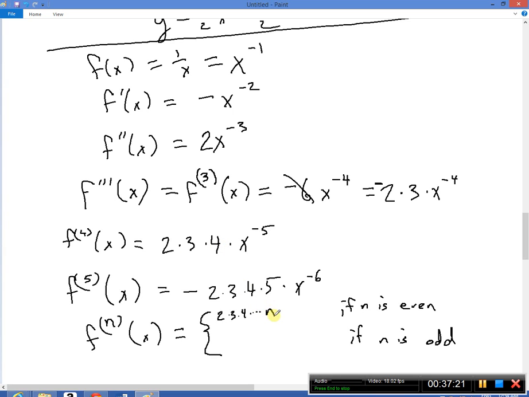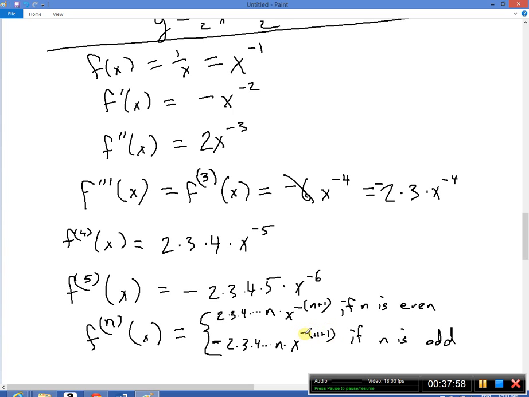The fourth derivative, 2 times 3 times 4. The second derivative, 2. The sixth derivative would be 2 times 3 times 4 times 5 times 6. So you just multiply all the way up to n times x to the minus, well, the power here is 1 more than n. So it's minus the quantity n plus 1. That's if n is even. And if n is odd, you just put minus and then write the same thing: 2, 3, 4, dot, dot, dot, n times x to the minus (n plus 1).